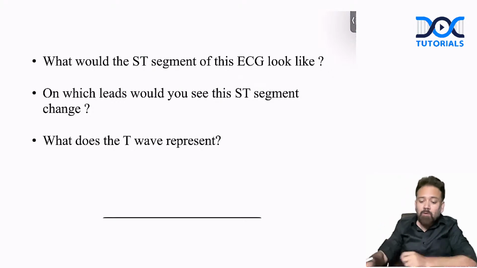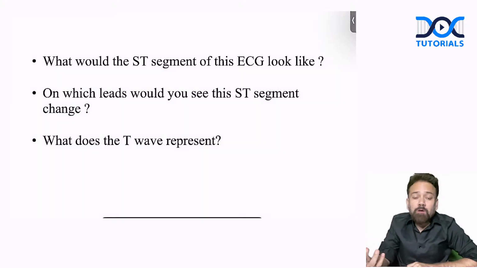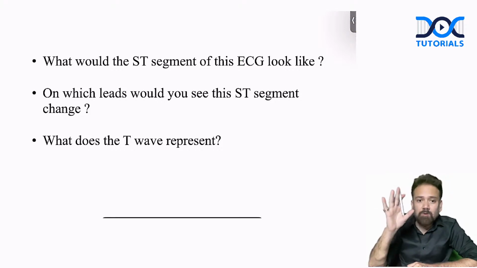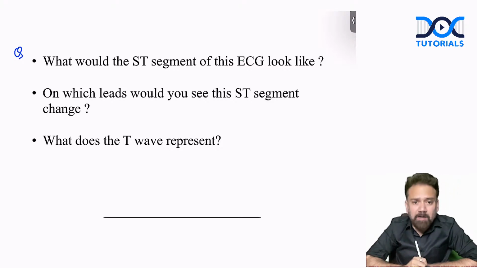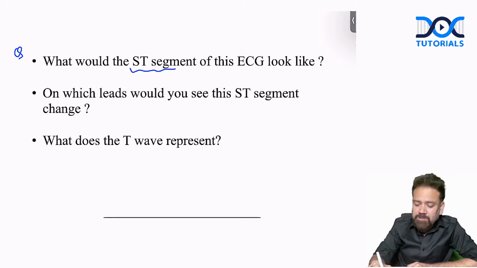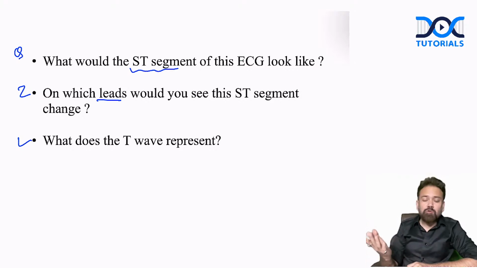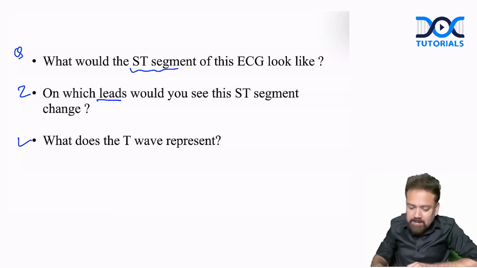First question can be, what would the ST segment of this ECG look like? So in the case they have mentioned, there are some ST changes. In the question they can ask, in the case of myocardial infarction, what can be the ST segment change? Second question they can ask, on which leads would you see this ST elevation change? And third can be, what does the T wave represent? So what does the P wave represent, what does QRS represent? So like that, they can ask you from this clinical scenario.